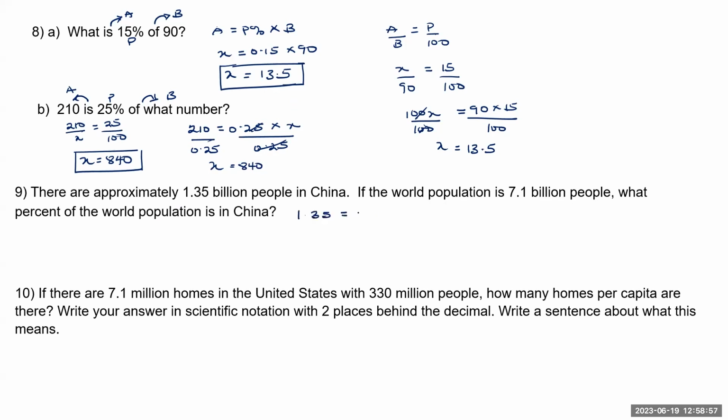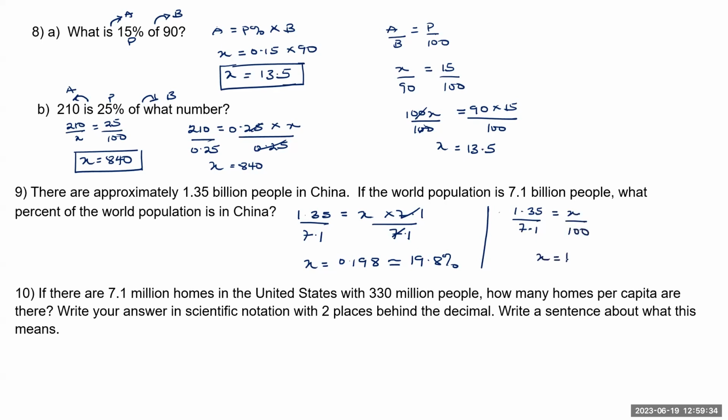1.35 will be equal to X times 7.1. Divide both sides by 7.1. X will be 0.198, which is 19.8%. Or we can use equal proportions. So amount over base equals P over 100%. So 1.35 over 7.1 equals X over 100. Cross multiply. You find that X is 19.8% as well.